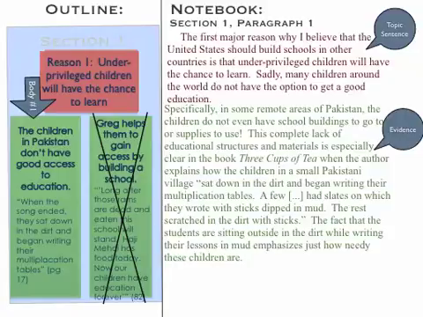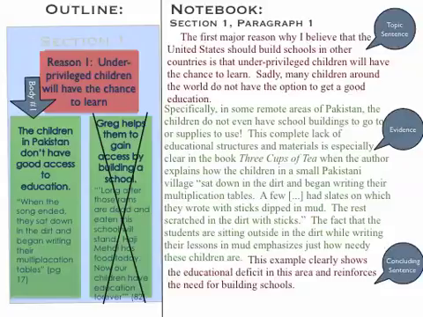The fact that the students are sitting outside in the dirt while writing their lessons in mud emphasizes just how needy these children are. Now you can see how I've explained the quote, so now the quote becomes important to my piece. Only if a quote is explained is it good, and I've done that well here. Now I'm done with my evidence. So the final piece, if I look back, is the concluding sentence. This example clearly shows the educational deficit in this area and reinforces the need for building schools. There. I've basically said what I proved in my paragraph.